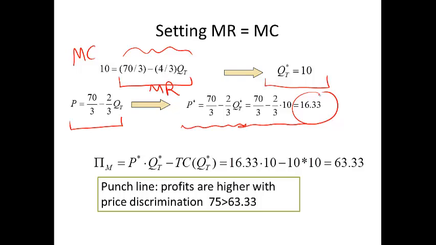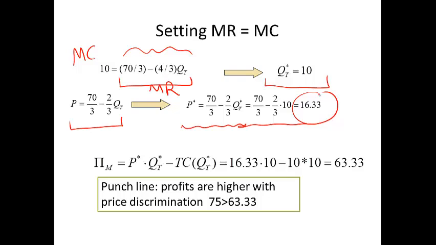Now, just a quick reality check here. Think back to the part of the example when we segmented. What were the prices? Well, in one segment it was 15, in the other segment it was 20. So an overall price of 16.33, which is of course between 15 and 20, doesn't seem crazy. Seems like maybe we're on the right track.